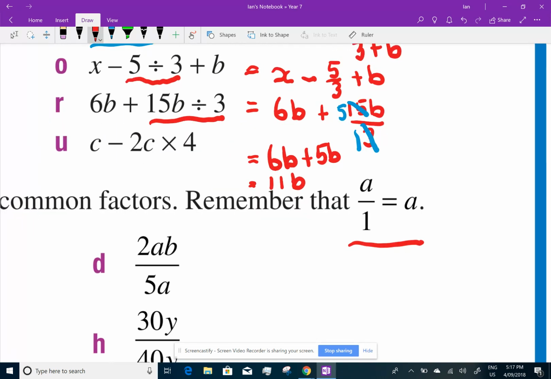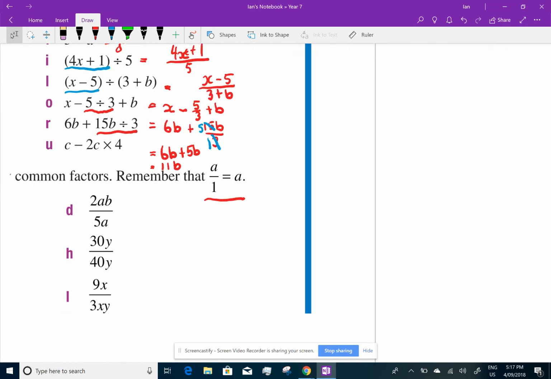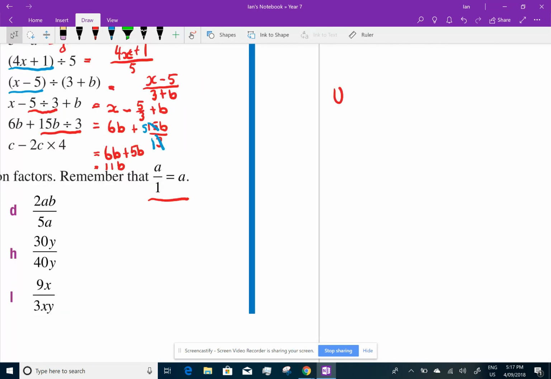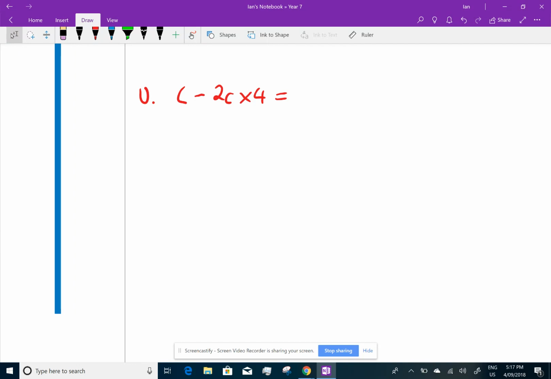The last one there, U, I'm going to do over here because I've run out of room. So here's U. And I've got C minus 2C times 4. Now I've got to be very careful here. The order of operations says that when we do something with numbers, we do grouping symbols first, multiplication or division as we see them left to right, and then addition or subtraction.